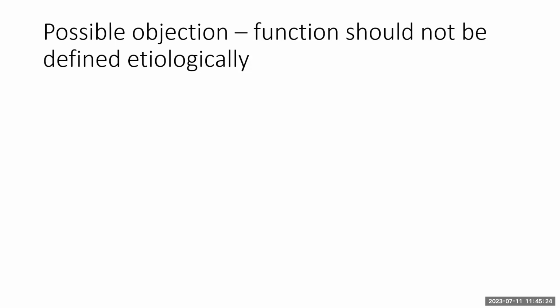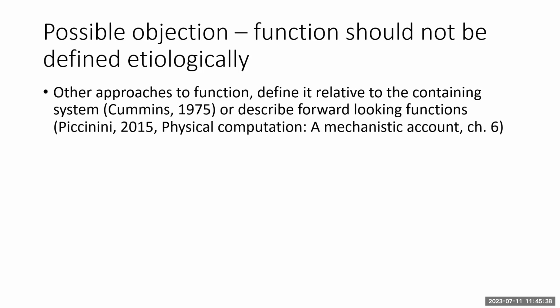Oh, okay, so I'm close to finishing. Another possible objection: I said it tells us about the etiology, and because of that, it tells us about the function, but for that, you have to accept that function is defined etiologically. There are other approaches, for example, Cummins function, that define it as just a causal role it has within the system, or we can describe forward-looking functions that don't depend on the past, as Gualtiero gives an example of.